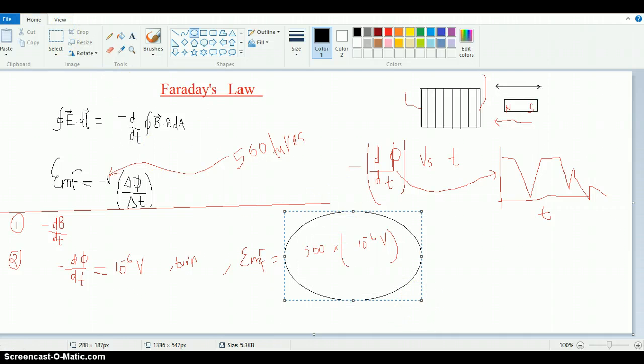So the motive of this screencast is satisfied. We got the definition of Faraday's law. Next we found out the qualitative meaning of Faraday's law. We found out the quantitative values of the EMF, which is the quantitative study of Faraday's law.